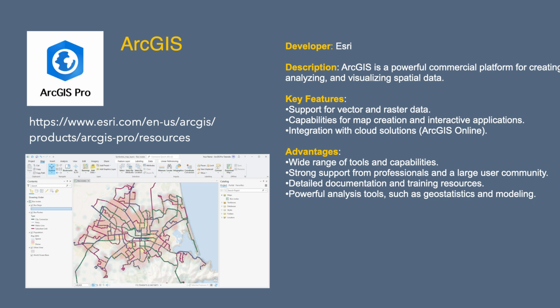ArcGIS Online is a cloud-based solution that allows users to create, share, and manage maps and data over the internet. This is convenient for collaboration as it enables multiple users to edit maps and exchange information in real time. The platform supports both vector and raster data and offers many analysis tools, including geostatistics and modeling. With Model Builder, users can visually create geoprocessing models, making the analysis process clearer and easier to understand.